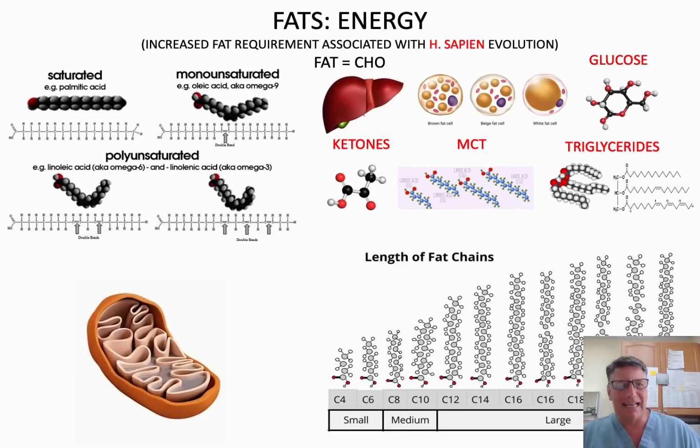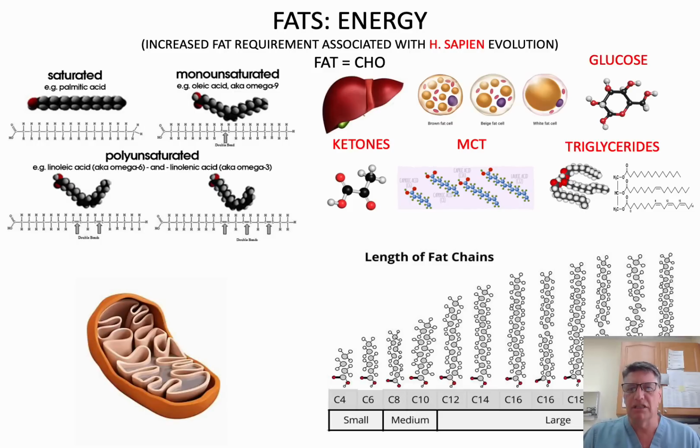We see fat as saturated, monounsaturated, and polyunsaturated fats. All three are important, and all three are contained in the fat that we eat. Now, on this slide, we're talking about fat as an energy source. And both the liver and the fat cells make energy from fat.